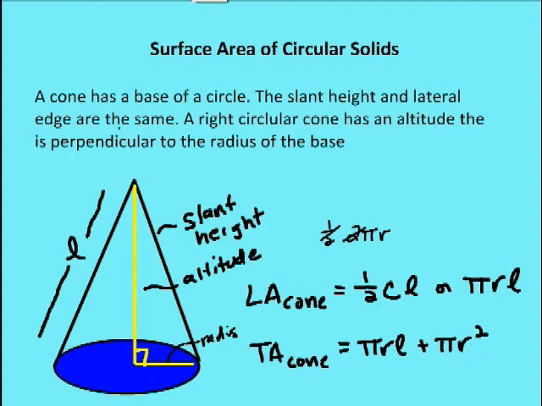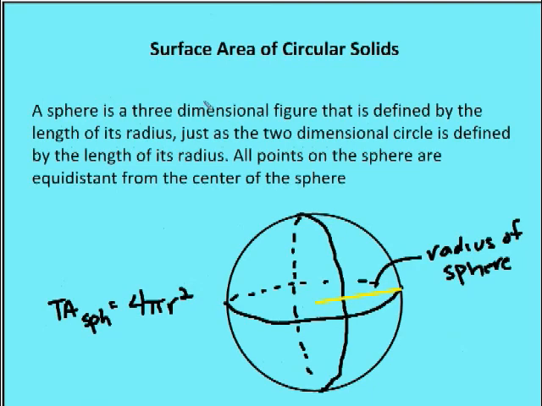All right, the last circular solid we're going to talk about is going to be a sphere. So a sphere now is a 3-dimensional figure that is defined by the length of the radius. So remember, a circle was a set of all points in 2 dimensions that were equidistant from a fixed point called the center.